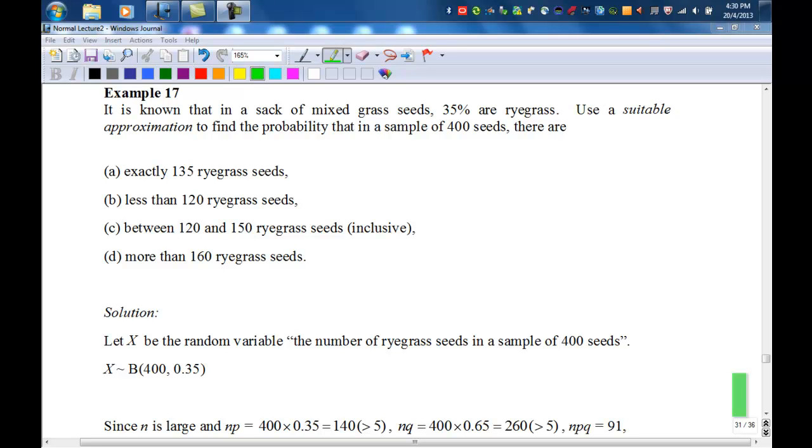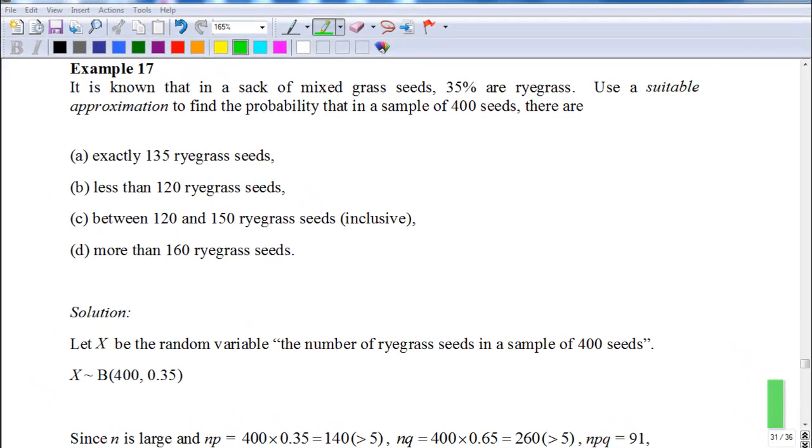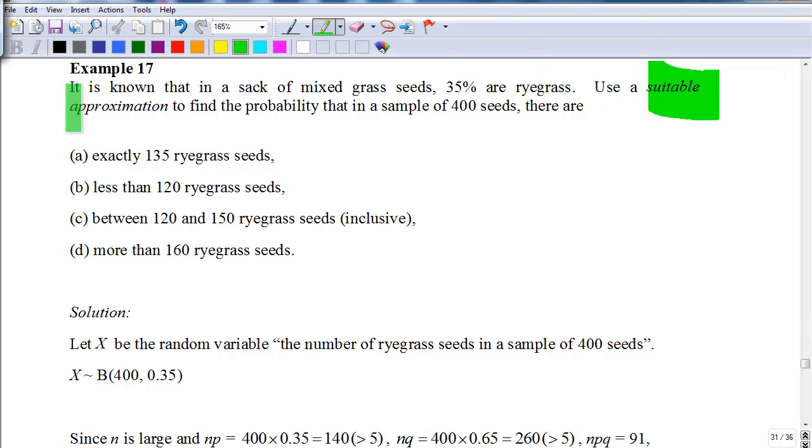Now in example 17, you see an example involving a sack of mixed grass seeds. They tell you that in this sack, 35% are rye grass seeds. They want you to use a suitable approximation to find the probability that in the sample of 400 seeds, there are, for A, exactly 135 rye grass seeds.